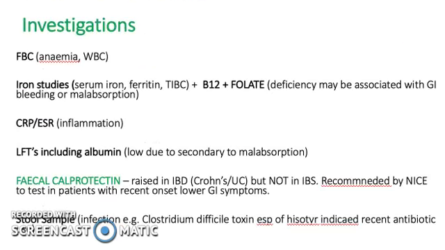For the investigation, do they have anemia? And do you want to do some iron studies? As we had mentioned before, B12 is absorbed in the terminal ileum, and terminal ileum is most commonly affected in Crohn's. You want to check for inflammatory markers, LFTs including albumin, and fecal calprotectin as it is raised in IBD, but not in IBS. You'd also want to do a stool sample to check for C. difficile.